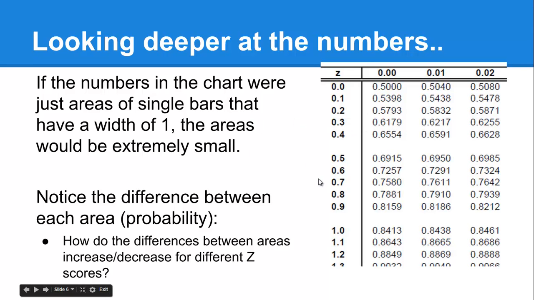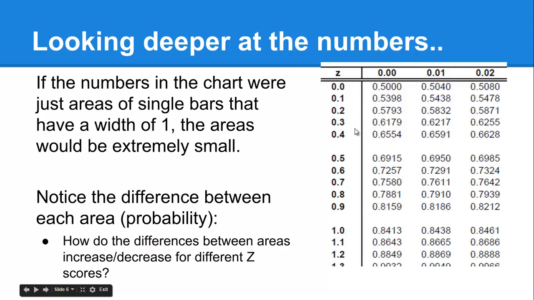Although I won't assess this, I just want to show you so you understand a little bit better. Notice the difference between each area of probability. This is 0.5, this is 0.504, this is 0.508, this is 0.5398, this is 0.5438. Notice how the differences between areas increase and decrease for different Z-scores. Up here, we're basically 0.4% apart. Down here, we end up becoming less than 0.2 apart.